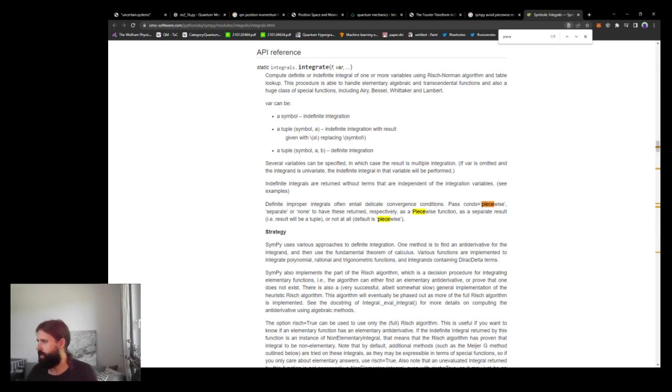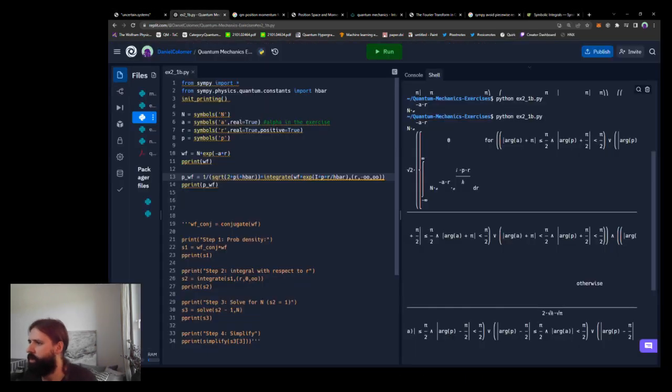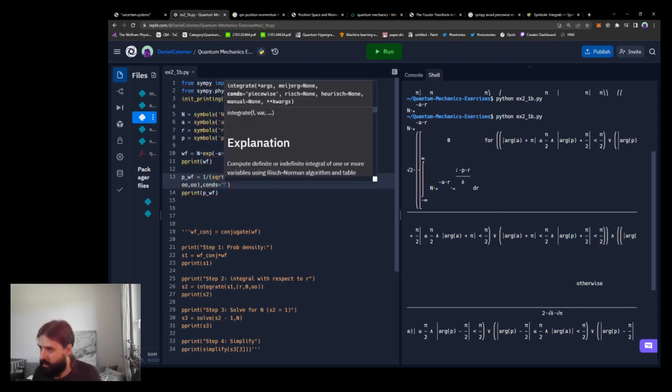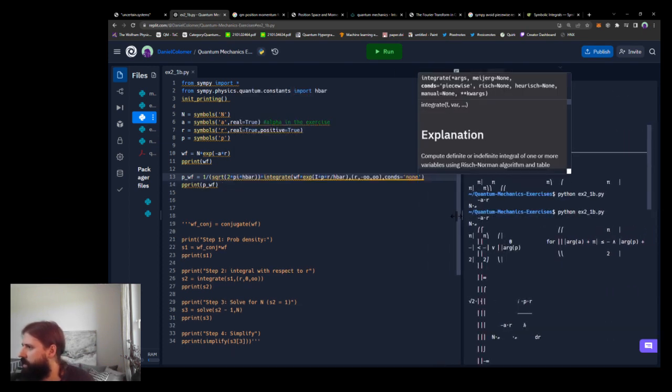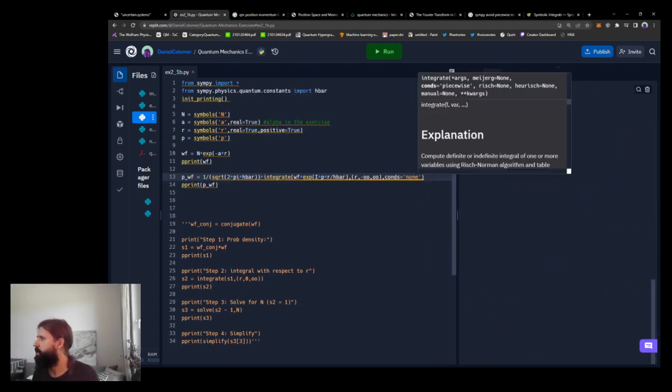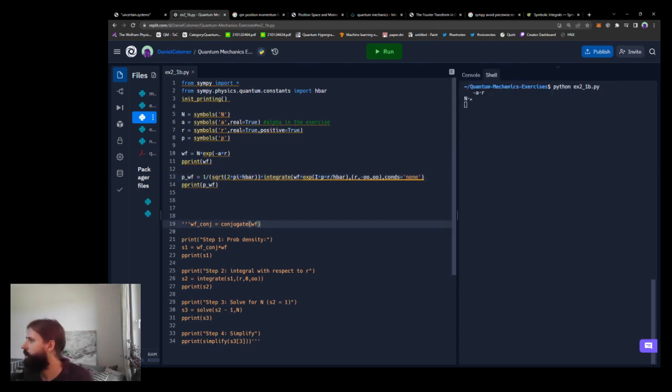Okay, so maybe that will just work. That's good to know. That would be cool. Integrate. So can I just do conds none? Is that a good way to do this? Let's see. Oh, but then it just goes to 0.